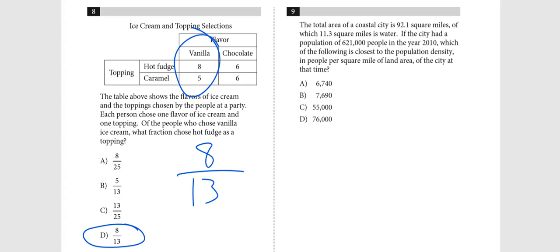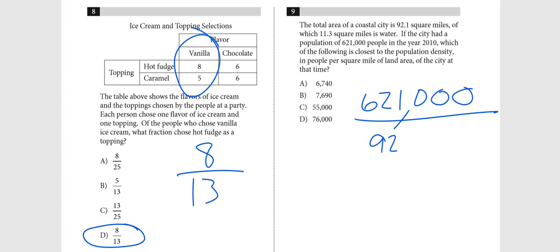Total area of a coastal city is 92.1 square miles, of which 11.3 square miles is water. Okay? I wonder if people live there. If the city had a population of 621,000 people in the year 2010, which of the following is closest to the population density in people per square mile? So 621,000, what are we going to be dividing this by?